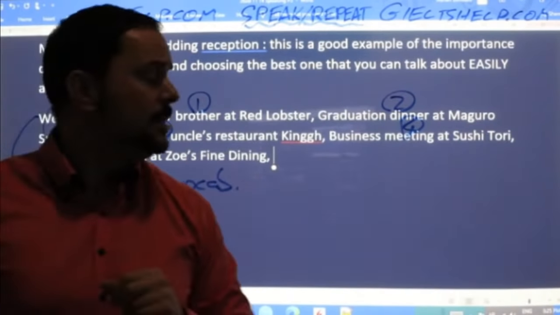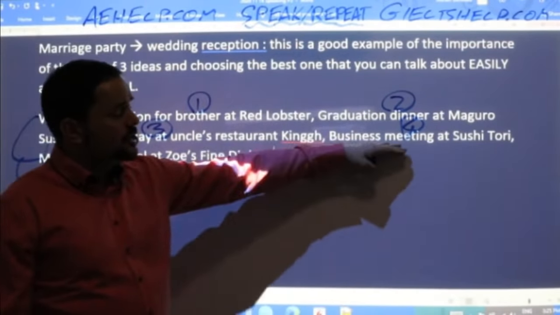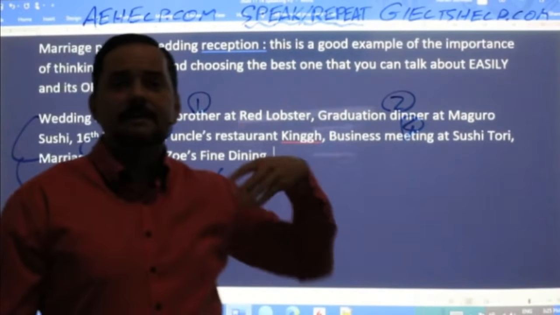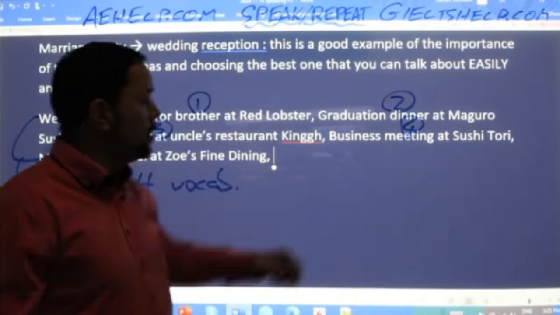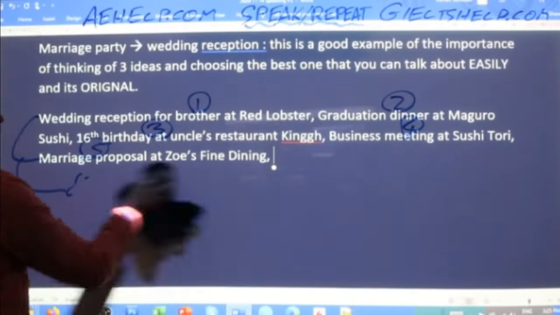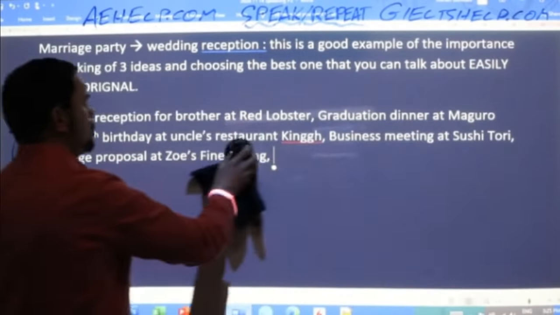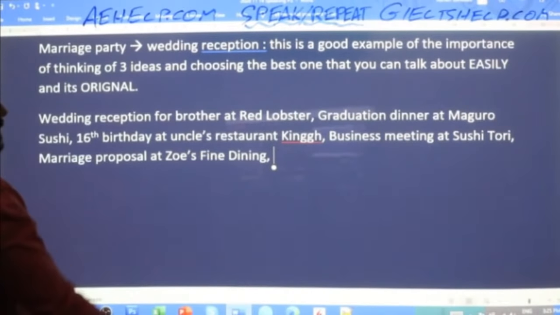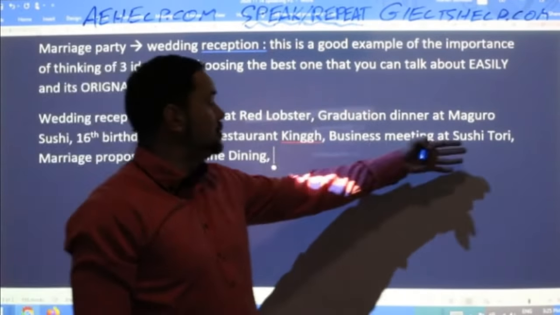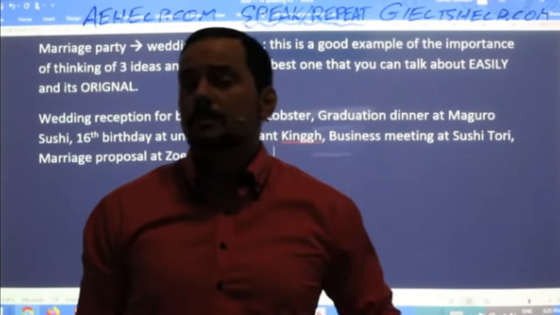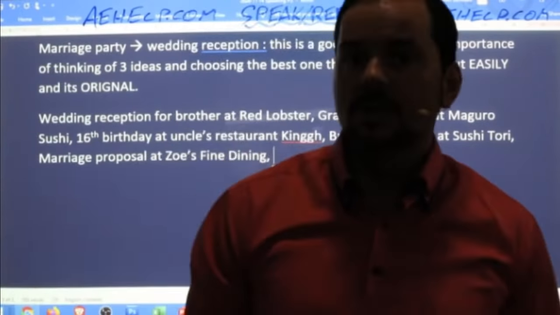I think a lot of you realize that as well. Number 4 is really good because not only is it original, but there's quite a bit of information. It's information heavy, okay? So number 2 and number 4 are good choices, I think, for being original. And I think number 4 is the best choice because there is just a lot of information that you can say about how you had an enjoyable business dinner at Sushi Tori, where perhaps you presented some business idea that was welcomed by your colleagues or your clients.